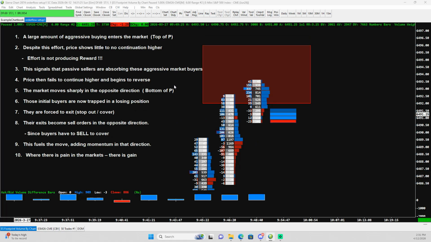And so what we're going to see here after all of this buying effort is that price is then going to fail to continue higher, and it's going to begin to reverse back to the downside. And so this is going to form the bottom of the P. And then once we see that downside move, I will talk about two important points about what's going on in the auction during this time.